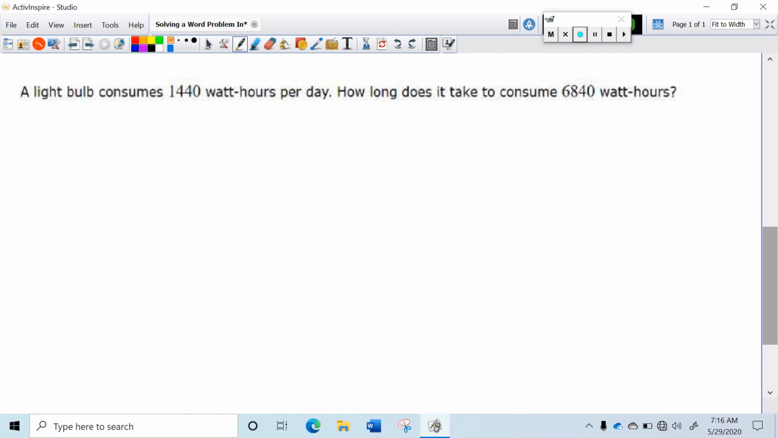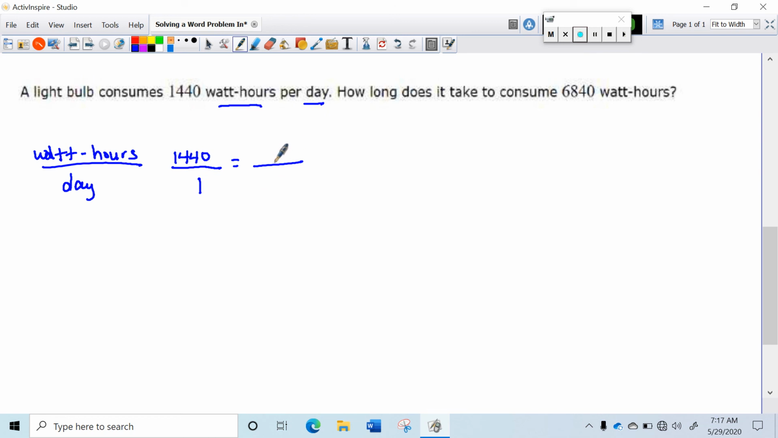A light bulb consumes 1,440 watt hours per day. How long does it take to consume 6,840 watt hours? Okay, well, this one's a little bit different than all the other ones. You actually want to use the watt hours and the day, because it's easier to change hours to days. So they've written it a little bit backwards on this one. 1,440 in 1 day. How long does it take?